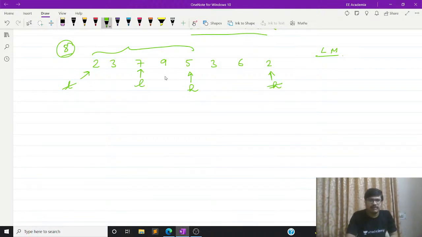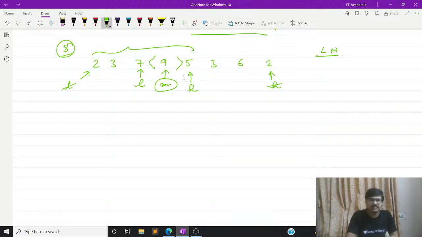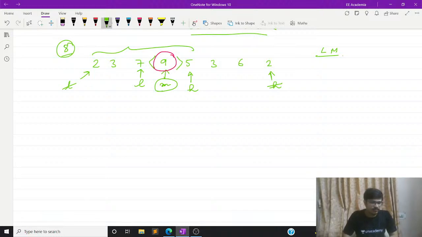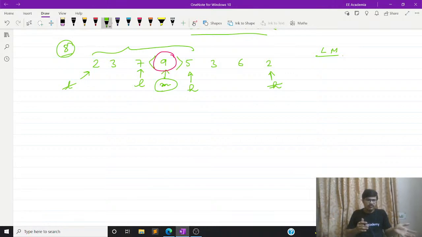Now I go to this element and check the middle element. This middle element is actually the peak element because it is greater than the previous element and also greater than the next element. So you see that this 9 is the peak element in the array. Do you now see how we can solve this? It is kind of binary search, but not only binary search. We are dividing the array in two halves in every step, and based on the condition we go to the left half or the right half.